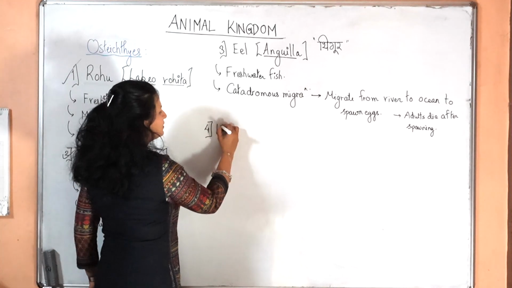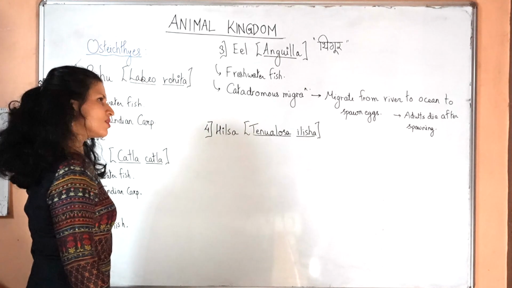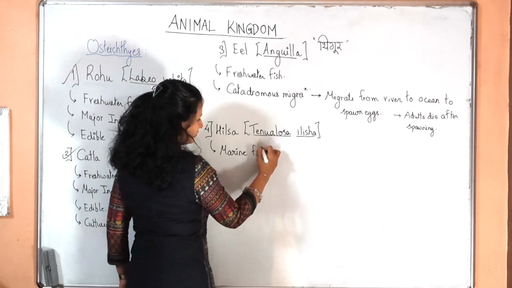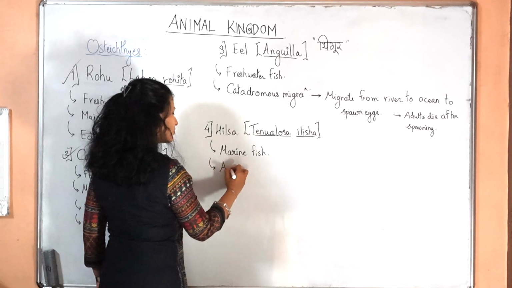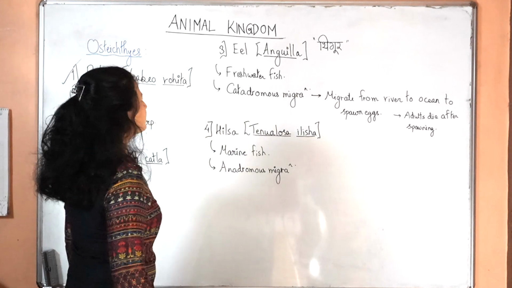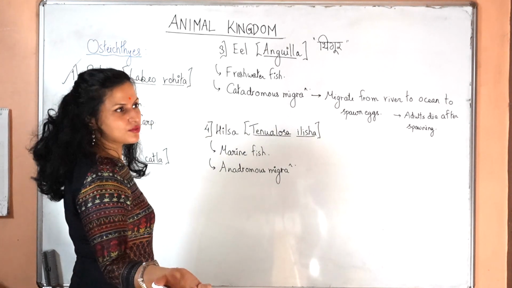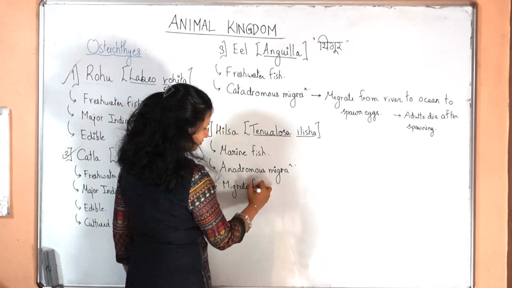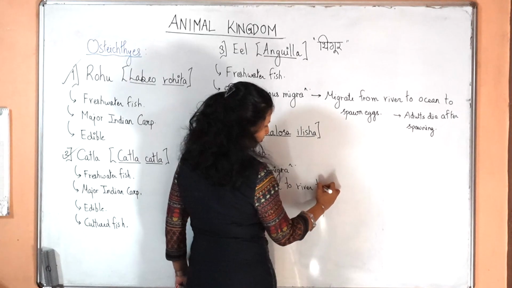Next example is Hilsa. This one is a marine fish and this one is known for its anadromous migration. Okay, remember both these examples for their migration. This is important for AIIMS point of view. Eel and Hilsa migrate from sea to river to lay eggs.